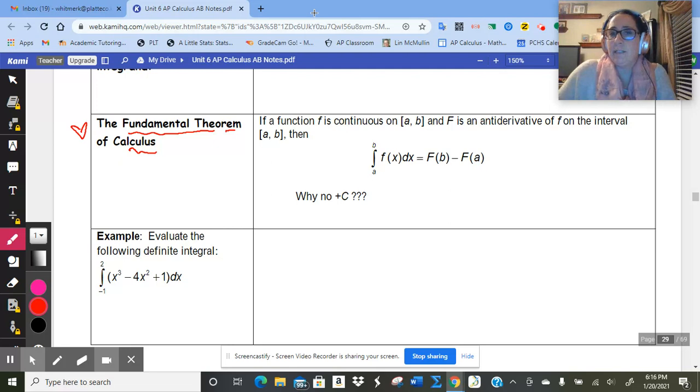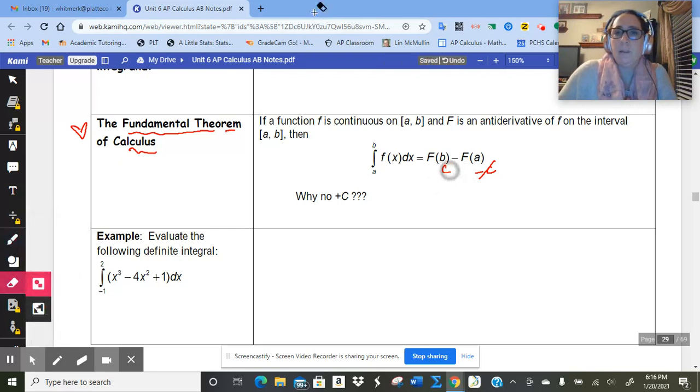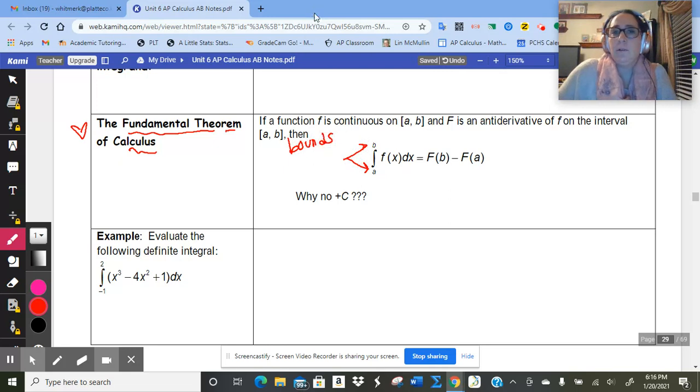Now, I won't have a plus c because this c and this c would just cancel for both of those functions. So when I have these bounds on the integral, we do not need a plus c. When we have bounds, then this whole integral is called a definite integral. When I don't have bounds, it's called indefinite.